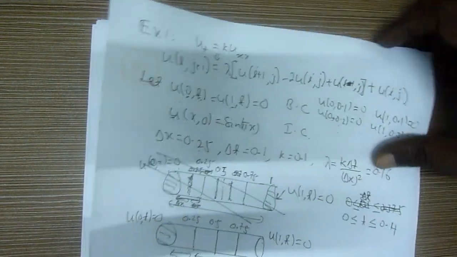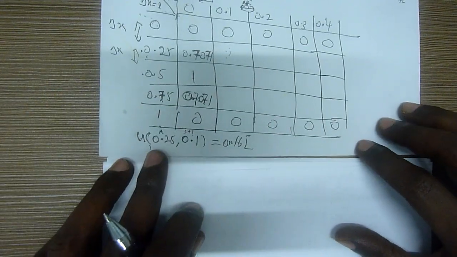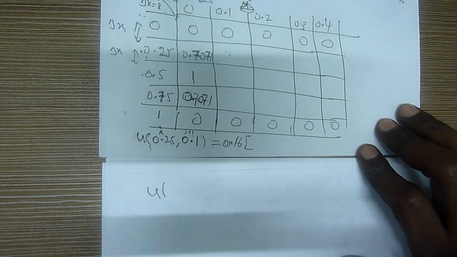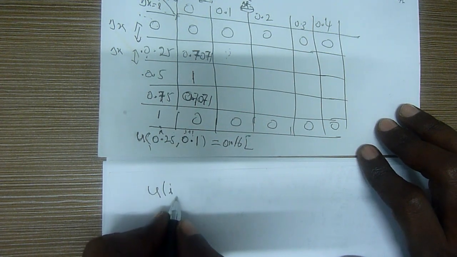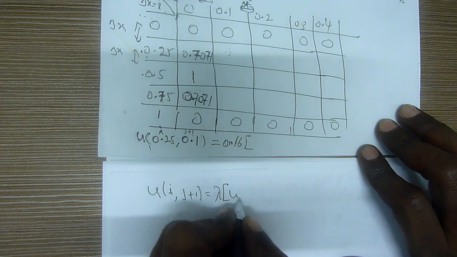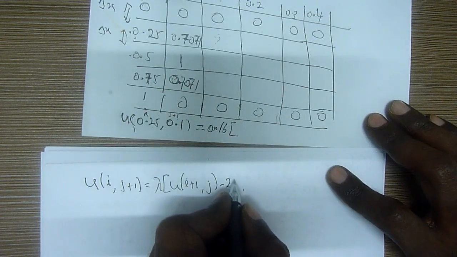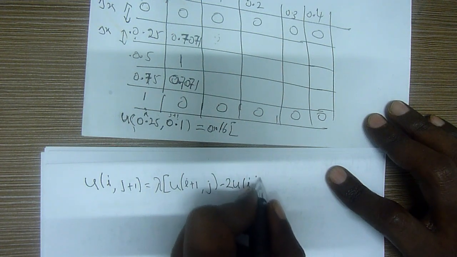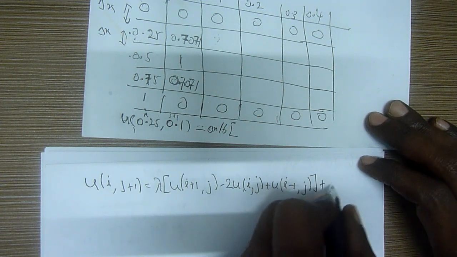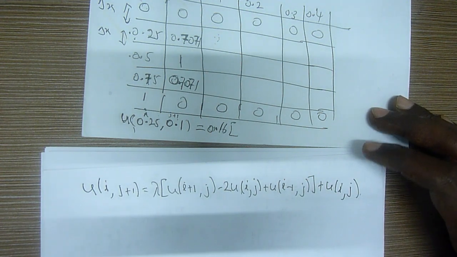Okay, can I choose this way? Easy. Look at this one first. I want you to see this formula together, easier for you to see what I'm trying to write here. u I j plus 1 equals I lambda, u I plus 1 j minus 2 u I j plus u I minus 1 j, plus u I j. Okay, look at this one.